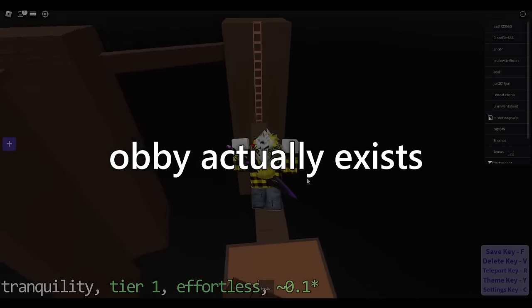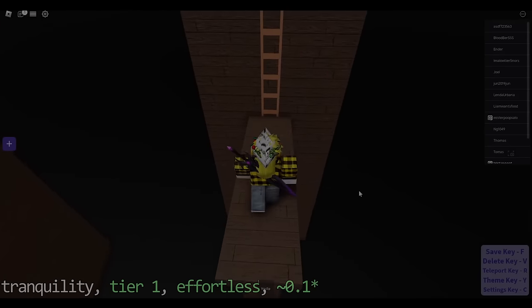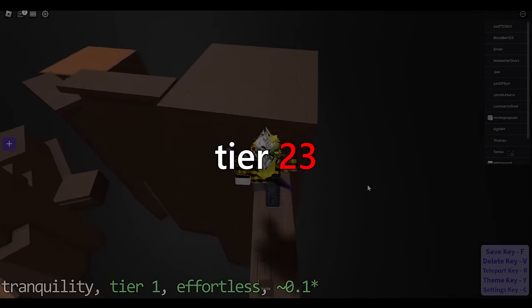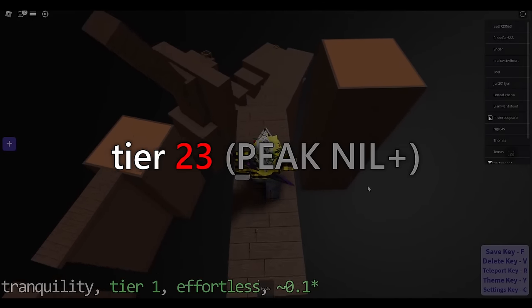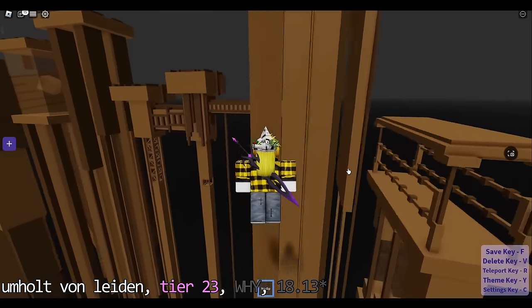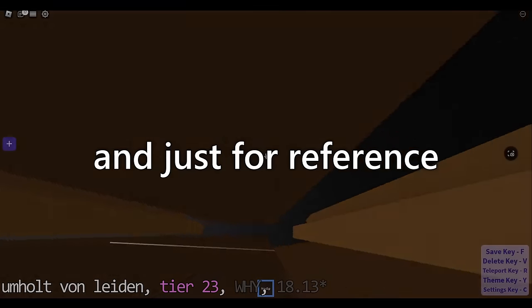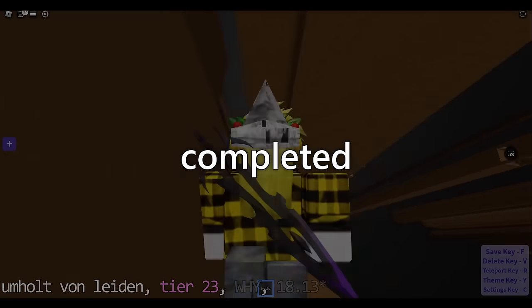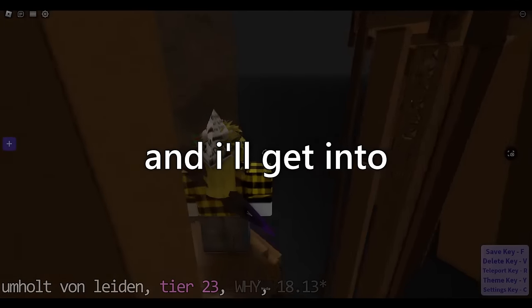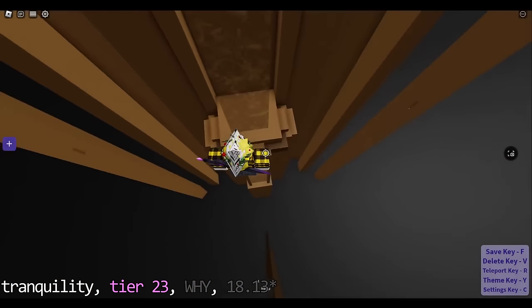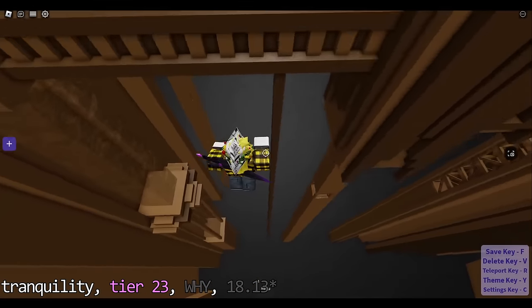Well, 1 obby actually existed to tier 25. And the closest we have that isn't that tier 25 is a tier 23, which is peak nil and beyond, called Umholt von Leiden, and this is what it looks like. You can't even do the first jump. And just for reference, the hardest tiered obbies completed are tier 18, and I'll get into the hardest completions later. Above this, it gets really hard to properly judge the difficulty due to how insane it is.